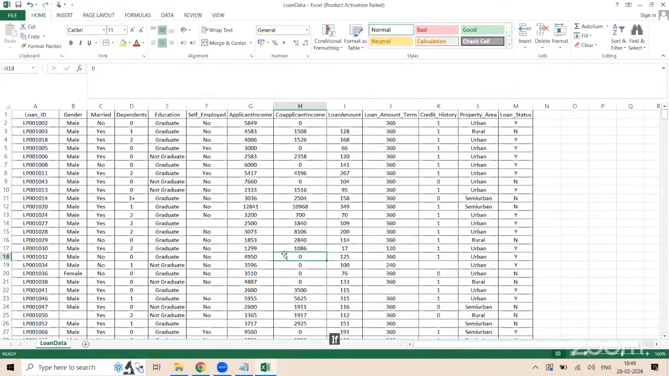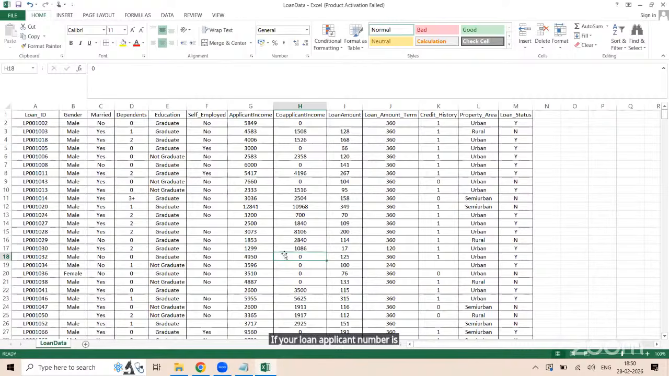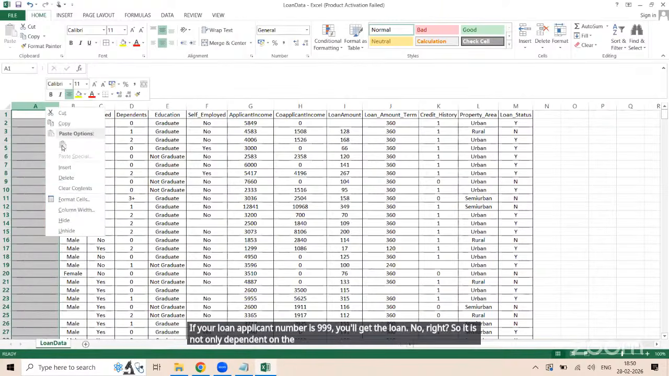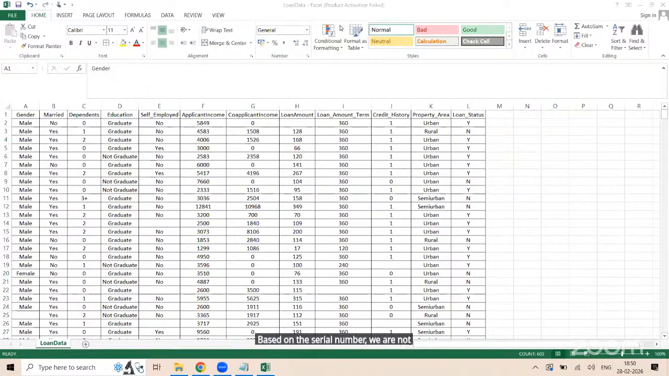If one person applied before, for example, if your loan applicant number is 001, you will get the loan. If your loan applicant number is 999, you will get the loan. No, right? So it is not only dependent on the loan ID column. Loan ID has no relation with the loan status. That is just one number, a serial number. Based on the serial number, we are not going to give the loan.